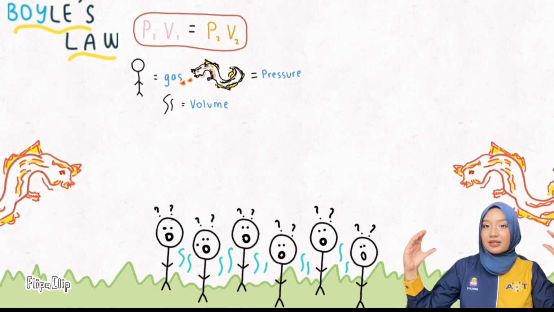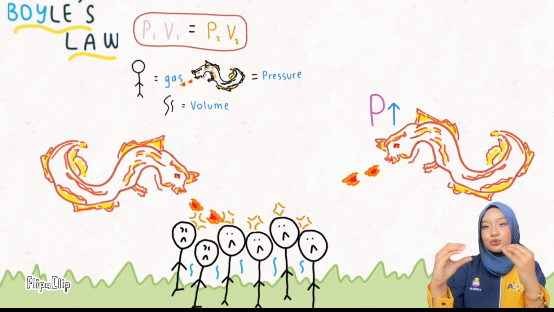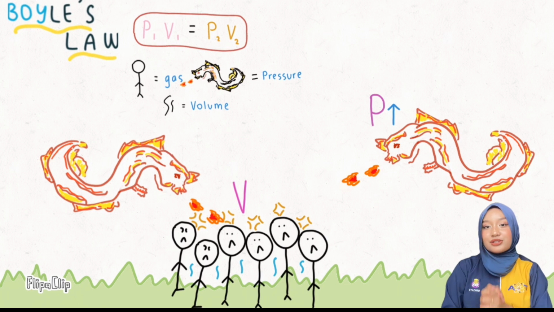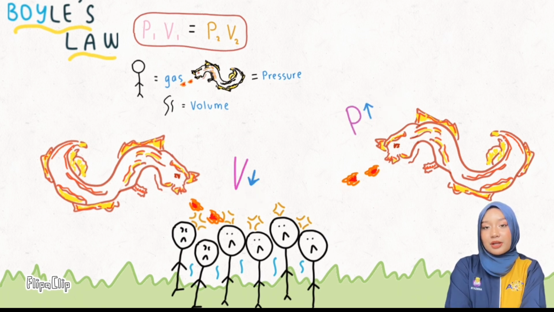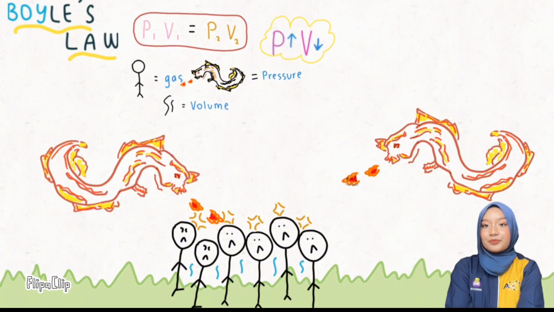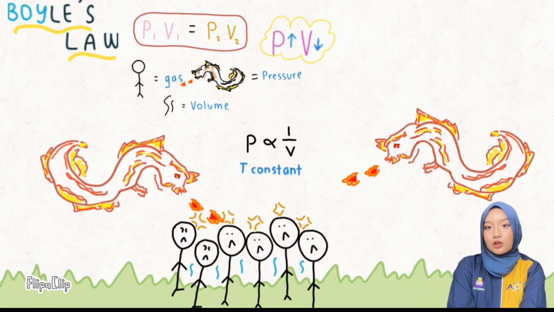The dragons start attacking the kids and give pressure to them. Now that the kids are scared, they get closer to each other and the volume is decreased. In Boyle's law, you need to remember that when P increases, volume will decrease, or vice versa. It is concluded here that pressure is inversely proportional to volume when temperature remains the same.